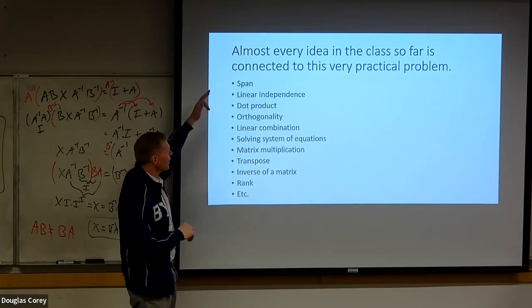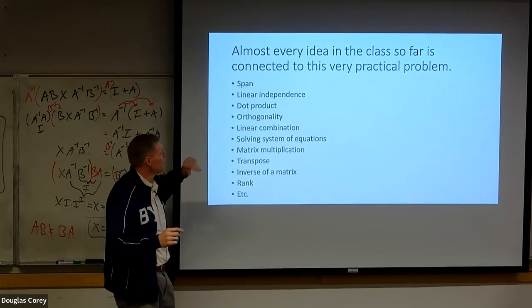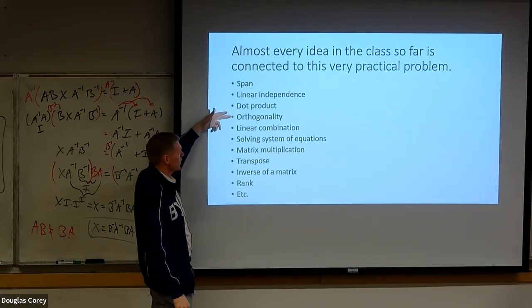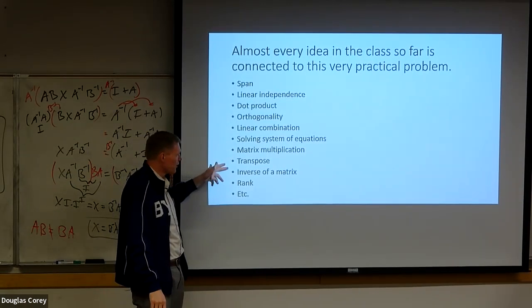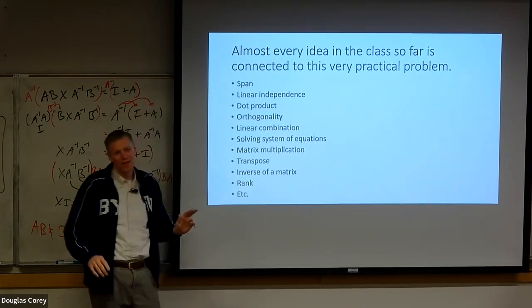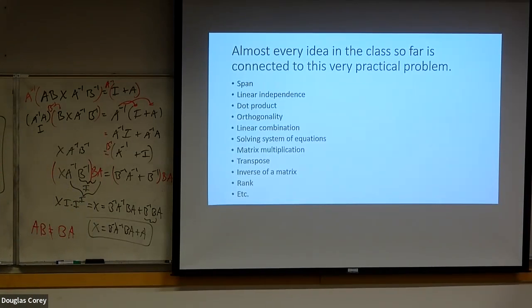And it's related to all of these things and more that we've talked about so far: span, linear independence, dot products, orthogonality, linear combinations, solving systems of equations, matrix multiplications, transpose, inverse of a matrix, rank. We could list a few more. And this is actually the first problem where, so far, a lot of the stuff we've talked about we already had other ways to do and talk about. But this problem actually shows the power of understanding these to be able to actually calculate the model rule.